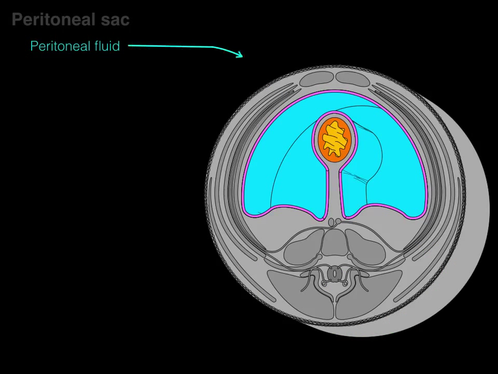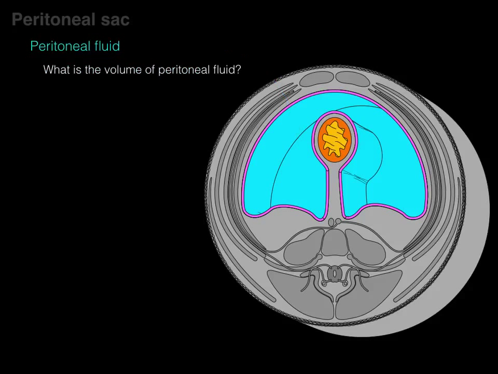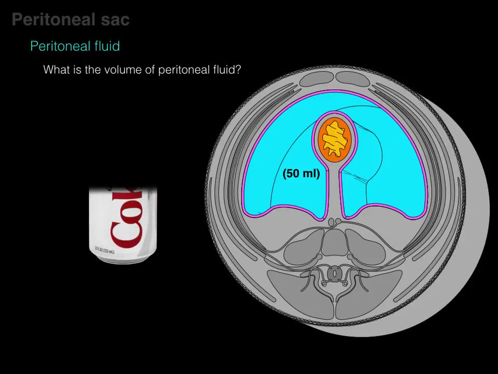And now the peritoneal fluid, that's it there inside the cavity, and its function is to lubricate the surface of organs. And if you don't have enough fluid, then the tissues can adhere to each other, and they form adhesions and connections, and increase friction and cause scarring and adherence of tissues. Now, what is the volume of peritoneal fluid? It's only 50 milliliters, so there's not a lot. So most of this peritoneal space, or the peritoneal cavity, is really small, and there's only a little bit of fluid.